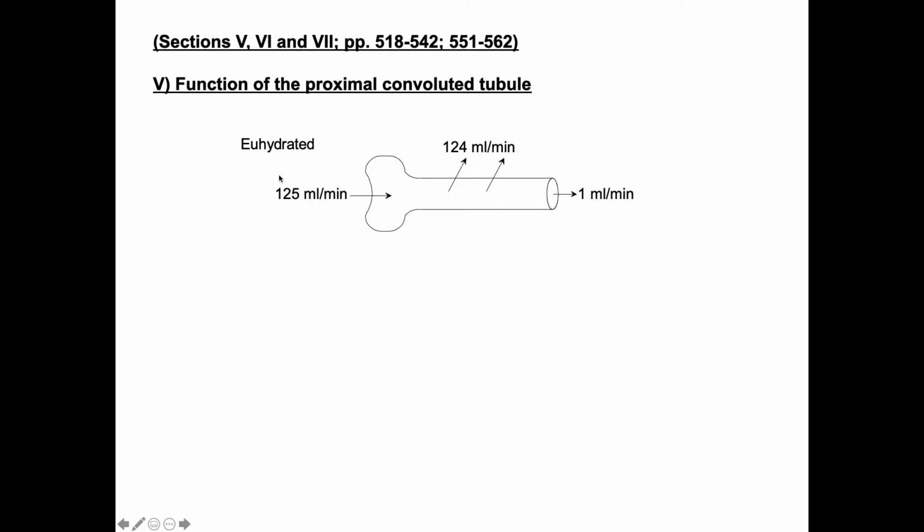GFR is typically around 125 mLs a minute. That's the bulk, non-selective movement of water and solutes from the plasma in the glomerulus into Bowman's capsule. 125 mLs a minute. Typically, our urine formation is somewhere around 1 ml per minute.